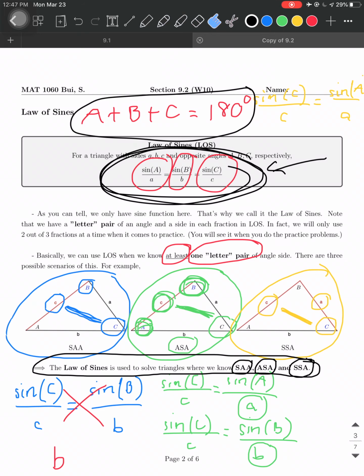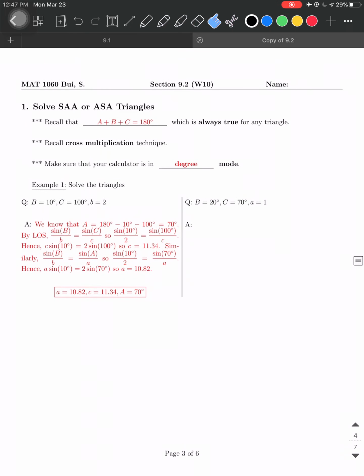All right, moving on to the problem. Okay, so let's talk about the first 2 cases in here where we have SAA or ASA. They put it together because these 2 cases are similar to each other. You will see it in a minute. And then our big tool, again, is the triangle sum. A plus B plus C equals 180.